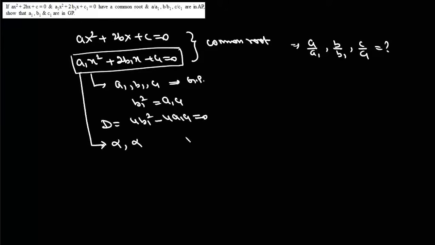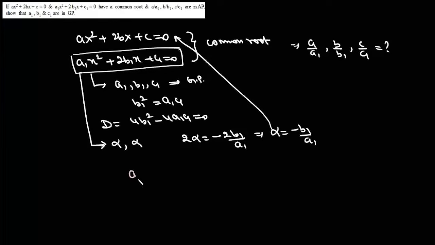Now if we write the sum of roots, we can write 2 alpha equals minus 2b1 upon a1. So from here we get alpha as minus b1 upon a1. Now since alpha is going to be the common root, it is going to satisfy this first equation. So we'll put the value of alpha in this first equation. So we'll get a, and here will be b1 upon a1 whole square, and then minus 2b b1 upon a1 plus c equals 0, and we have to divide everything by b1 square.